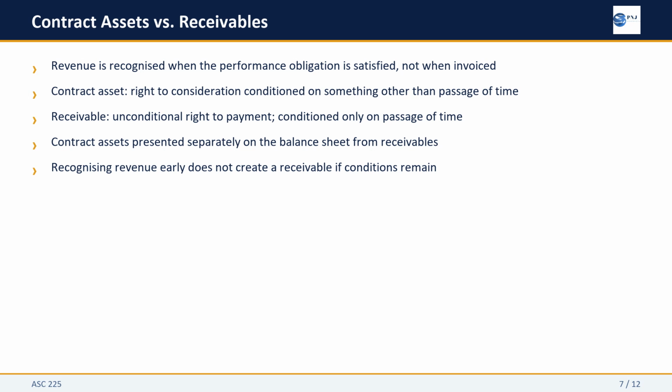Watch out for this one. Revenue is recognized when a performance obligation is satisfied, not when the invoice goes out. If the right to receive payment depends on completing another obligation, you have a contract asset, not a receivable. A receivable only exists when the right to payment is unconditional, conditioned only on the passage of time. These two items must be presented separately on the balance sheet. The income statement impact is real. Revenue can hit the income statement before a receivable exists, and the audit team needs to ensure the underlying obligation was actually satisfied.